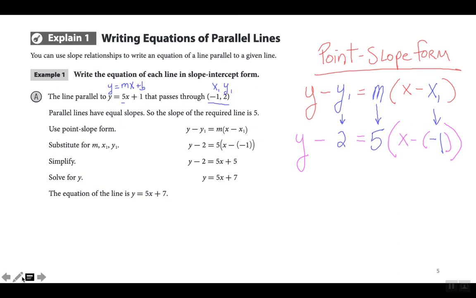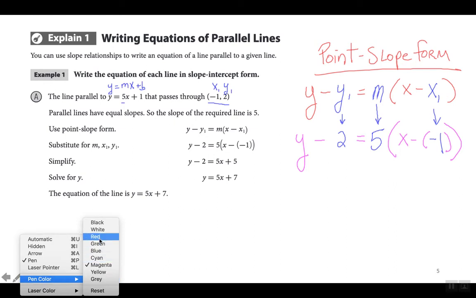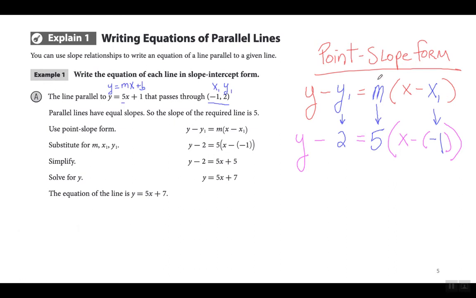Alright, let me simplify that real quick. These two negatives become a positive. Alright? So this is going to become this.